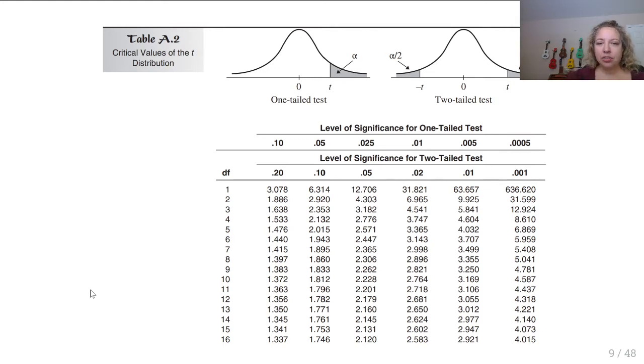So we're going to learn how to use this. I just want to point out the basics, that at the top it has this kind of sketch for us to follow. Then it has the top part of the table where you decide if you want one tail or two tail and what your level of significance. Remember, a level of significance is alpha.